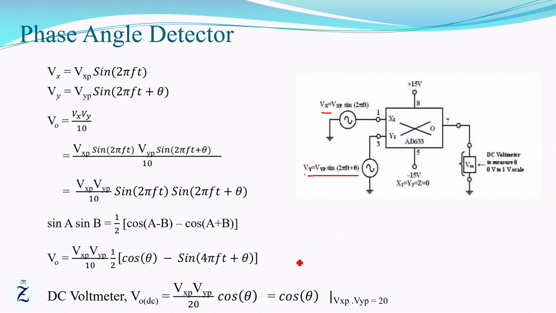Here, if Vxp and Vyp are known, which can be measured at the input side, we can extract cos theta by dividing VODC by Vxp into Vyp divided by 10. Hence, VODC divided by Vxp into Vyp divided by 10 will be equal to cos theta, or make the value of Vxp into Vyp equal to 20. Hence, we will get VODC equal to cos theta. This is how the phase angle of an input signal is measured.